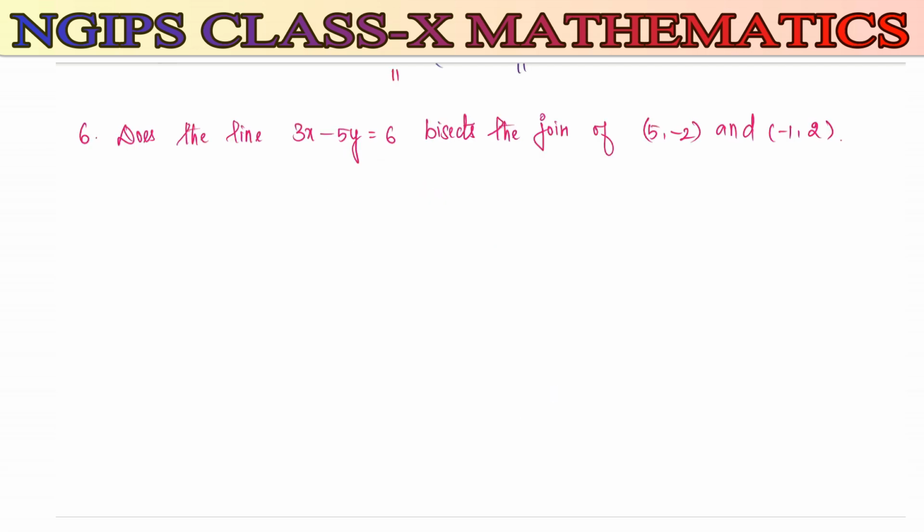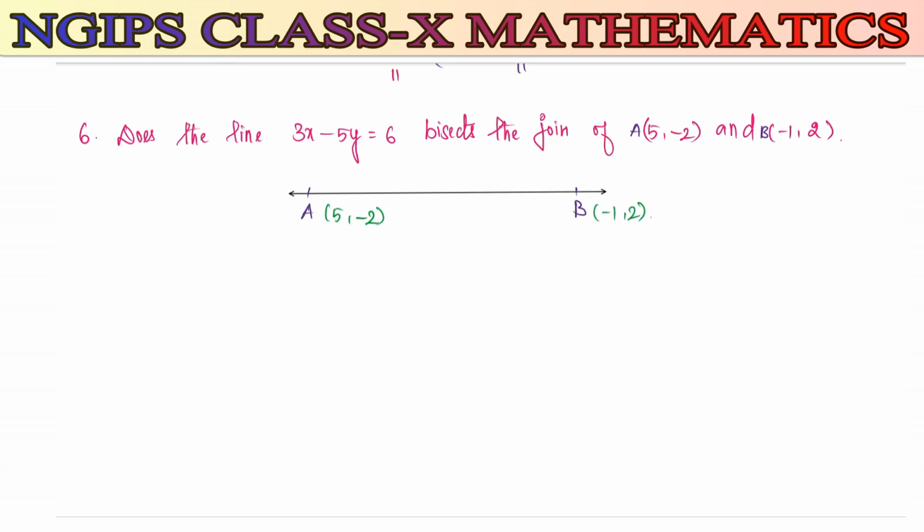The sixth one they have given here: does the line 3x minus 5y is equal to 6 bisect the join of (5, minus 2) and (minus 1, 2)? Here they have given the line which bisects the line AB. So you can consider this is point A and this is B. If the coordinates of the midpoint of AB satisfy the equation of the line. For example, in this particular line, I am going to take the point A and here it is B. A point we have (5, minus 2). B is (minus 1, 2).